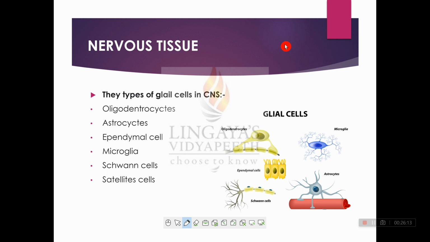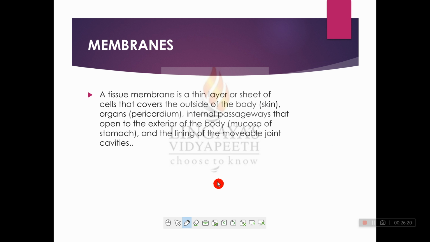The types of glial cells found in the CNS are these, you can see on your screen: the oligodendrocytes, microglia, ependymal cells, astrocytes and the Schwann cells.